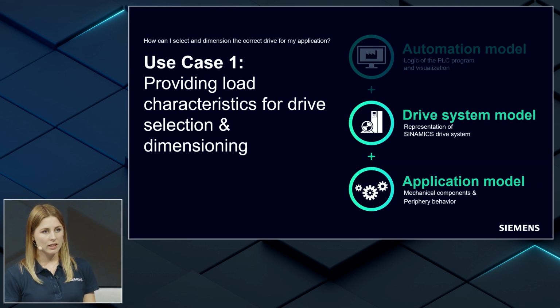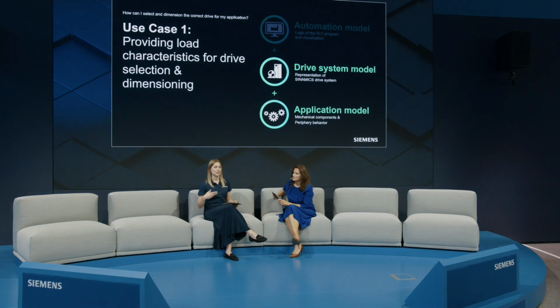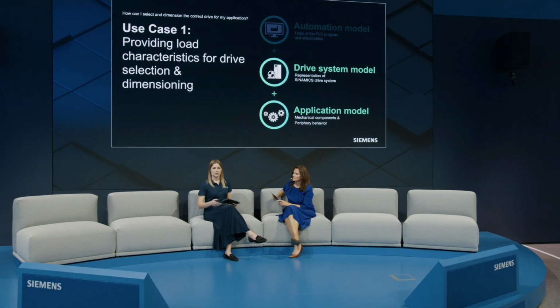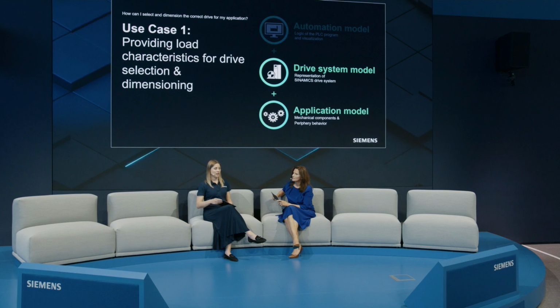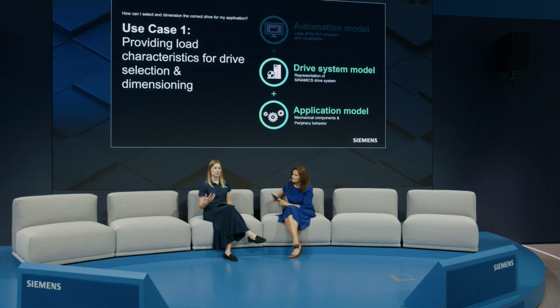And with these load characteristics, you can then select and dimension the appropriate drive for your application, for example, in the TIA selection tool. This way, you optimize your system design and your control parameters quite early in the design stage. As a result, you have really well-selected Dynamics drives and Symotics motors with the help of the digital twin. Nice. Okay. So this is one way to shorten the design phase.